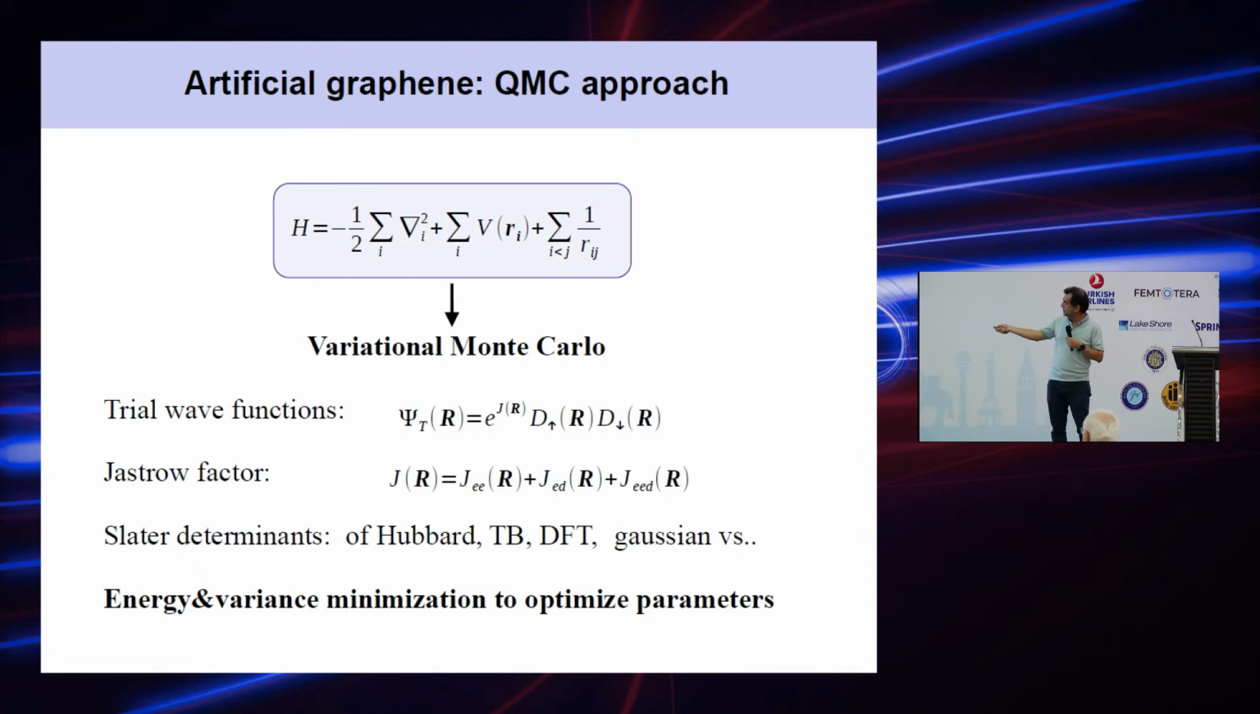And for the Slater determinants, this is almost like an art, you can use any orbitals of your choice. For instance, Hubbard, tight binding, density functional theories, and so on. So it is good to try different trial wave functions and pick the best. Usually that's how it is done. And then you can do energy and variance minimization to optimize all the variational parameters in the Jastrow factor, also in the orbitals that we choose, using the Metropolis algorithm.